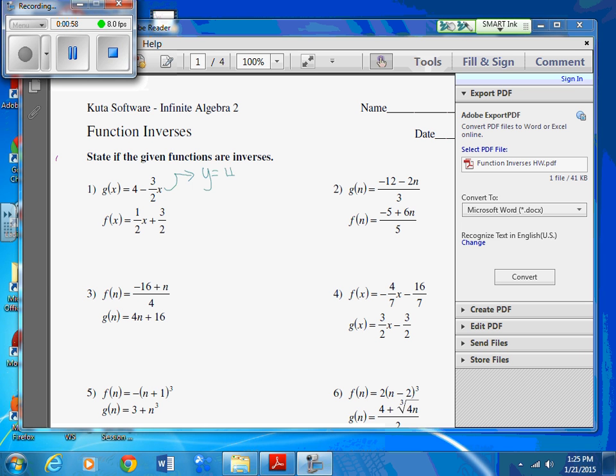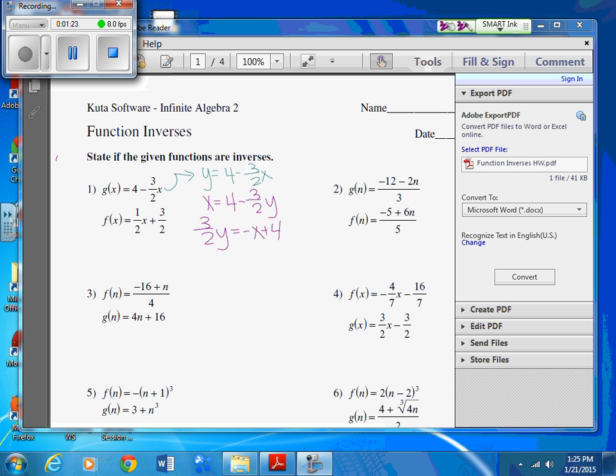So here we have y is equal to 4 minus 3 halves x. And we want to switch my x and y and solve for y. So x is 4 minus 3 halves y. I'll add my y and subtract my x. So this is 3 halves y is equal to negative x plus 4.